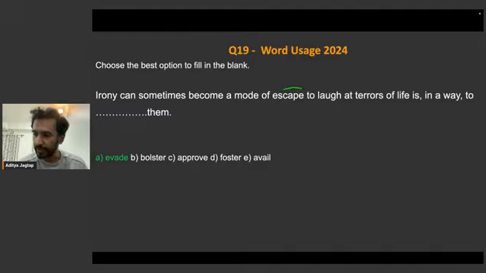You want to escape them. So it's really easy if you can figure out, at least, break down the sentence in parts. What they've done is the sentence sounds difficult to read because a different author, or maybe the examiner just wanted to be difficult. A different author would put a comma here before. So irony, comma, which can sometimes become a mode of escape to laugh at terrors of life, is in a way to evade them, or exists as a way to evade them, right?